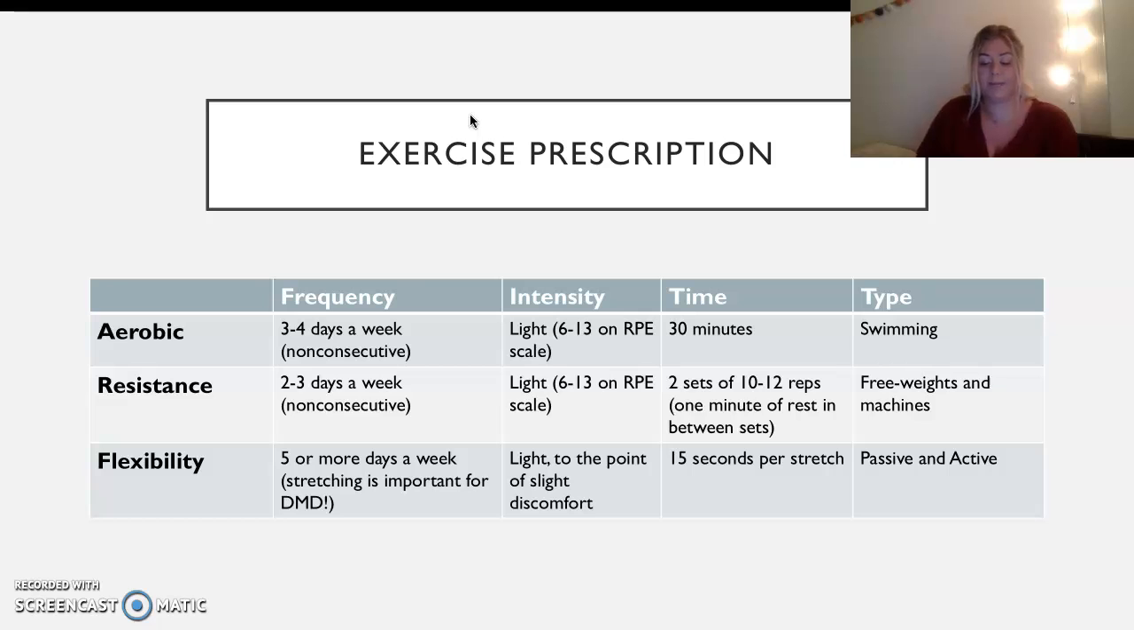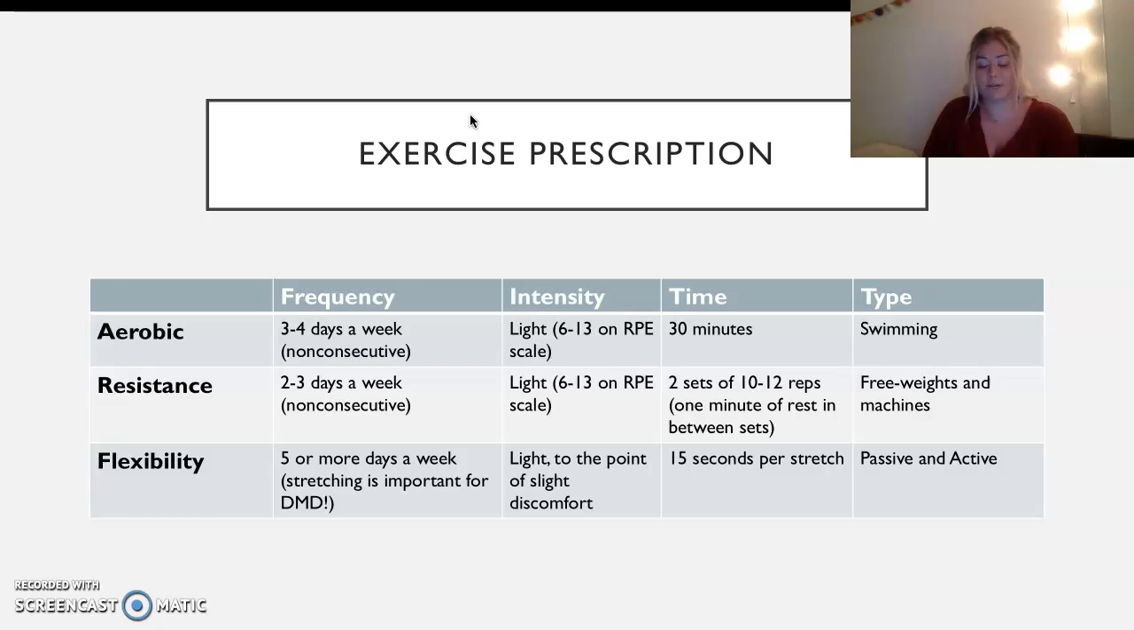So John should be completing sessions of aerobic exercise 3 to 4 times a week, preferably non-consecutive. He will be performing light exercise at about a 6 to 13 on the RPE scale, which stands for rate of perceived exertion. He will exercise for 30 minutes so that he's not pushed too hard, and I recommend swimming because of all of the benefits that I mentioned earlier that it has for muscular dystrophy.